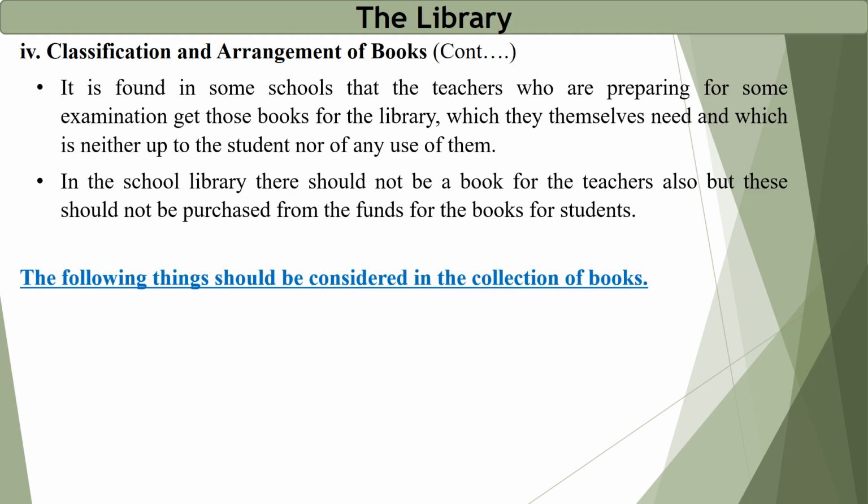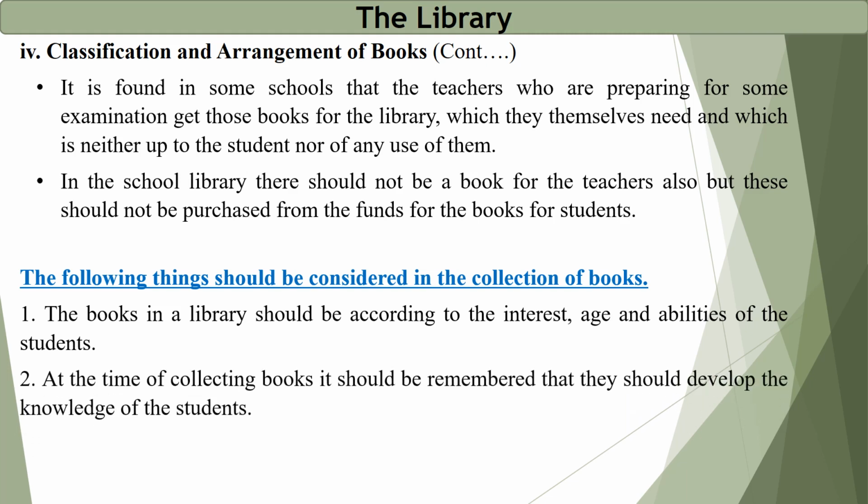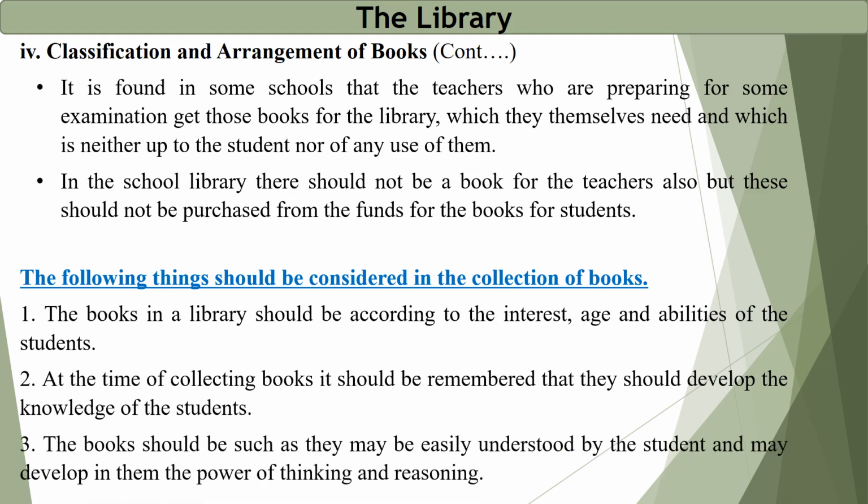Now, there are some following things that should be considered in the collection of books. The first one is that the books in the library should be according to the interest, age, and abilities of the students. At the time of collecting books, it should be remembered that they should develop the knowledge of the students. The books should be such that they may be easily understood by the students and may develop in them the power of thinking and reasoning.